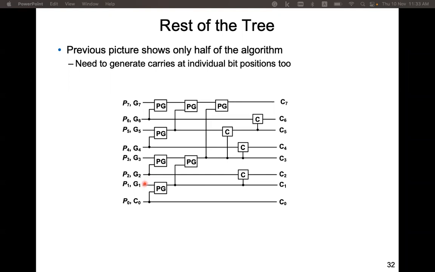So for bit 2, you know the P2, G2, and you know C1, right? What you know is the propagate and generate of this bit and the carry in. Carry in is C1. So these 3 signals are all known. So you can use a logic block to generate C2.